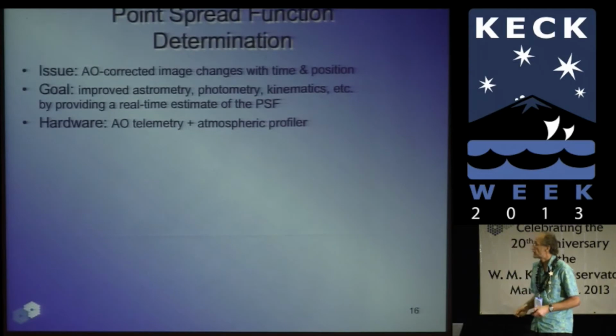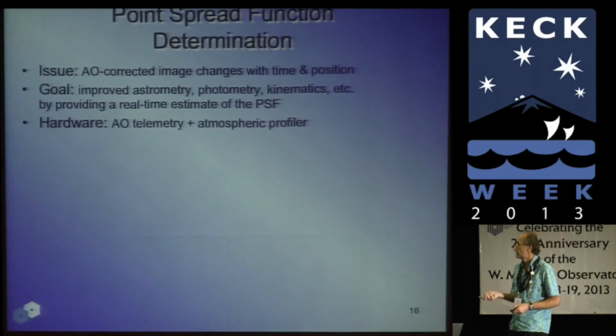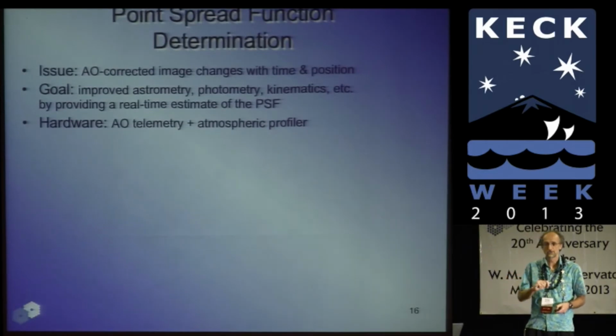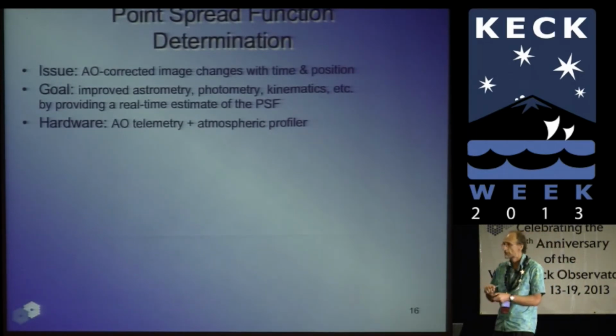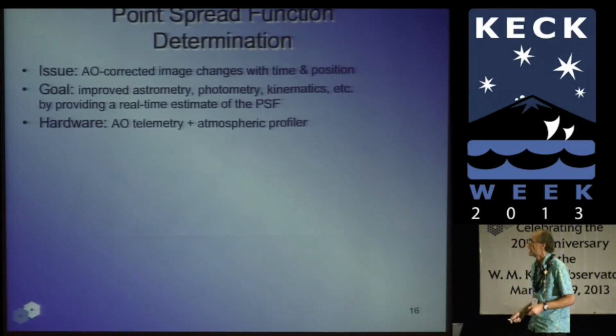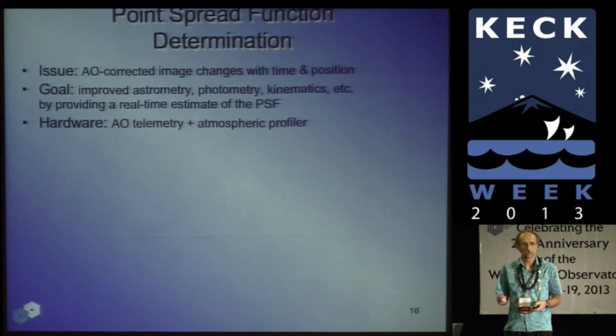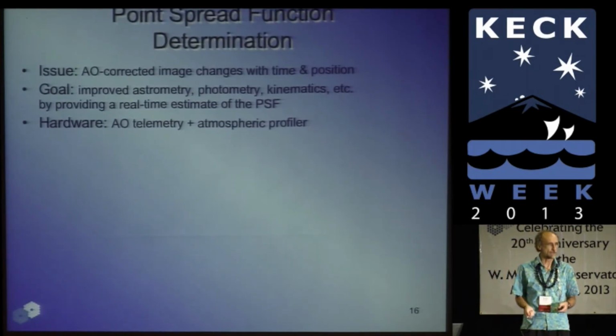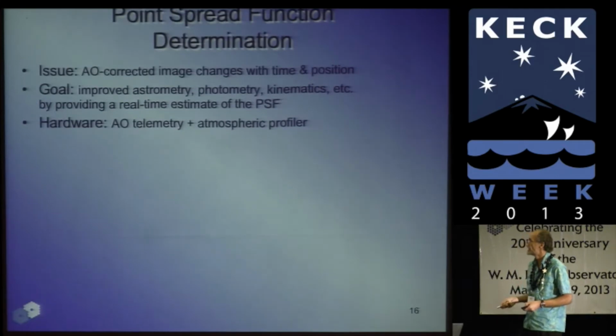The final development project I'll talk about is the point spread function determination. So the issue is that our AO-corrected image is changing with time, it's changing with position in the science field. Our goal is to provide the astronomers with a real-time estimate of that point spread function. And they can use that to improve the astrometry, the photometry, the understanding of the kinematics of the science observations they perform.